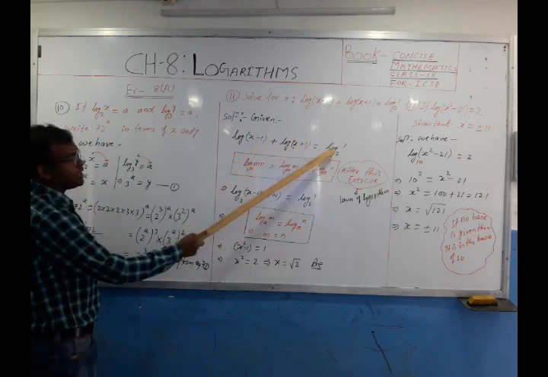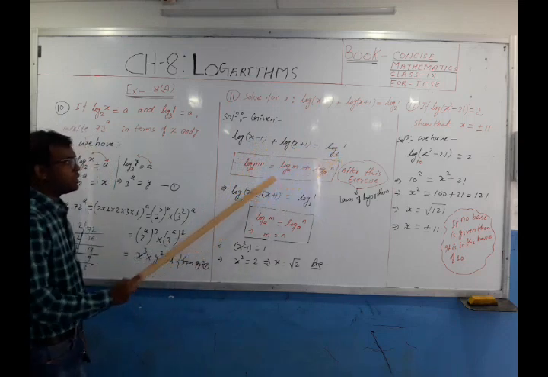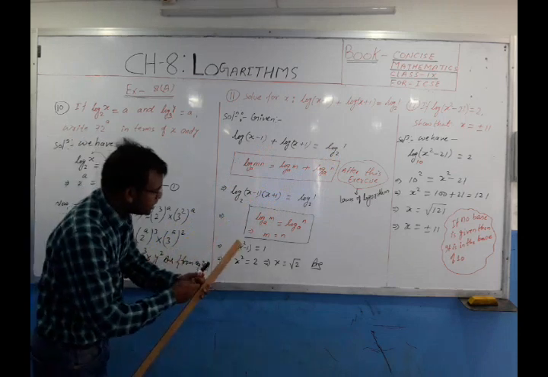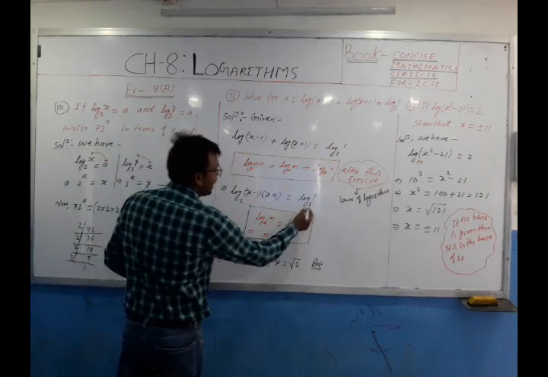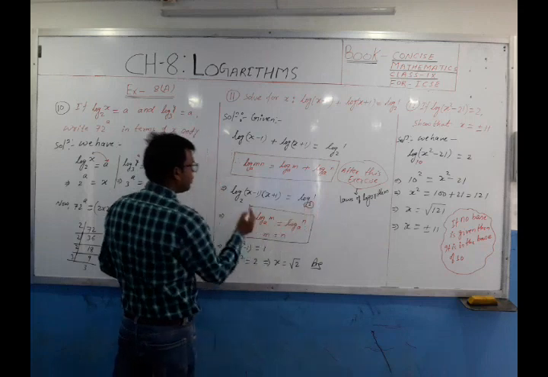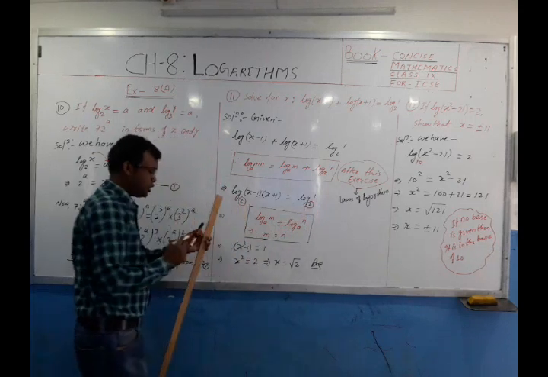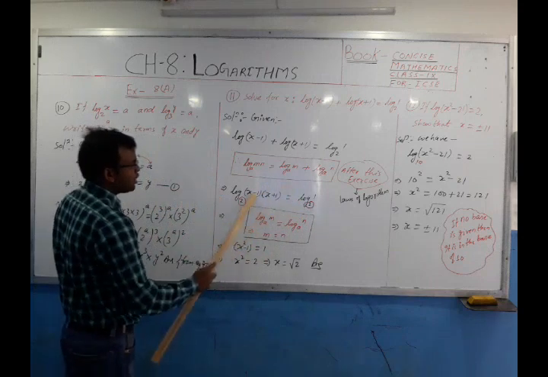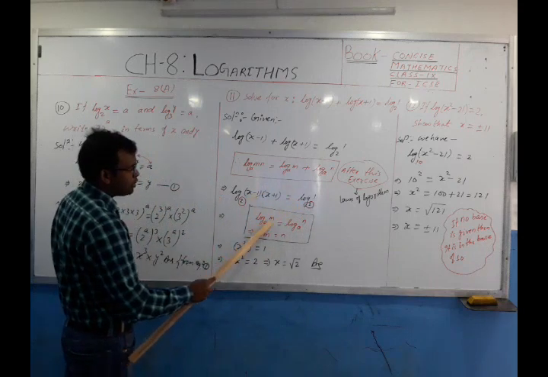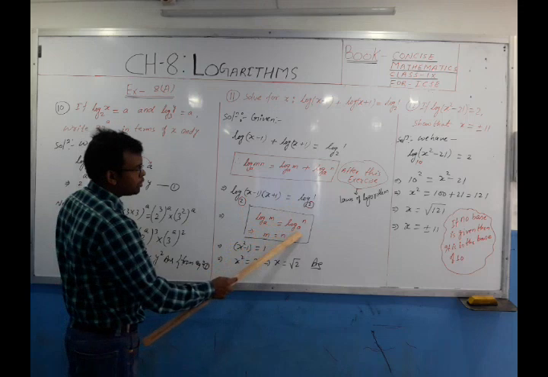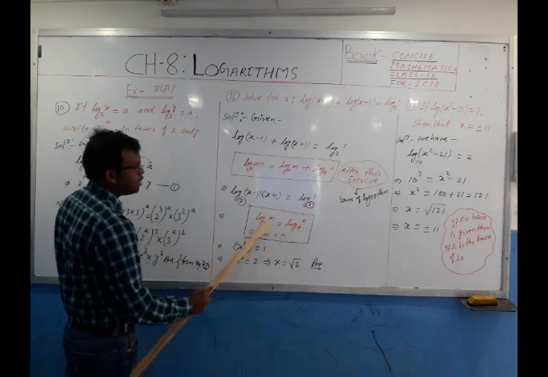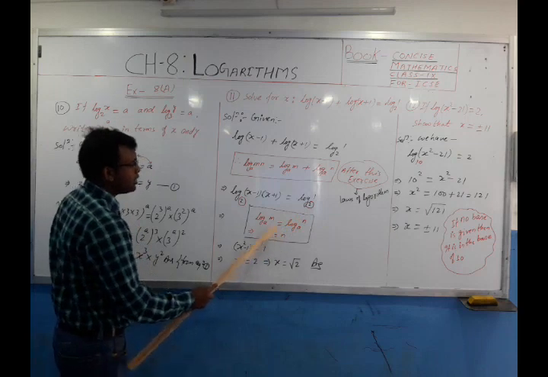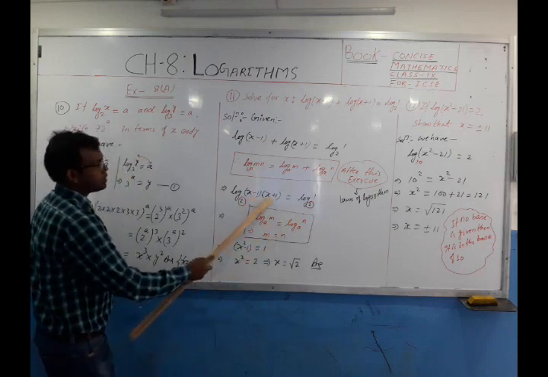Since on the RHS it is in the base of 2, but on the LHS there is no base provided, that's why you consider the RHS base here. If it is the base of 2, you also mention the base of 2. And then if both sides are log with the same base, that means if log base a of m equals log base a of n, then the powers will be equal. So m equals n. Therefore this will be x minus 1 and x plus 1.